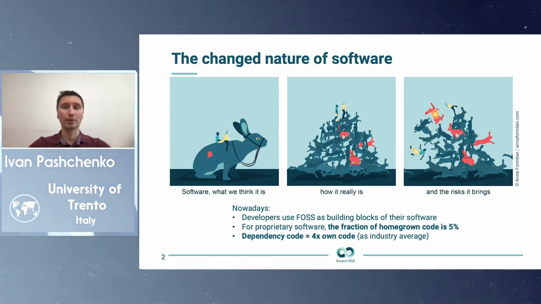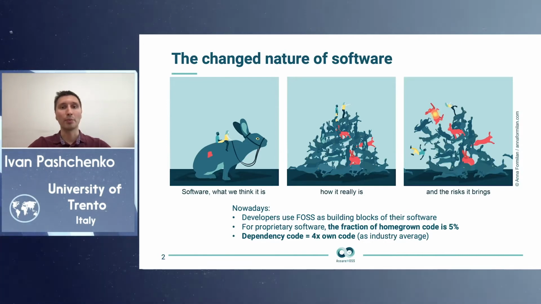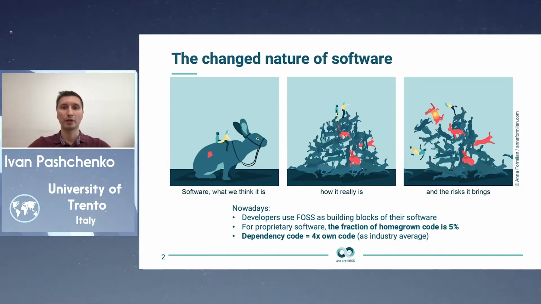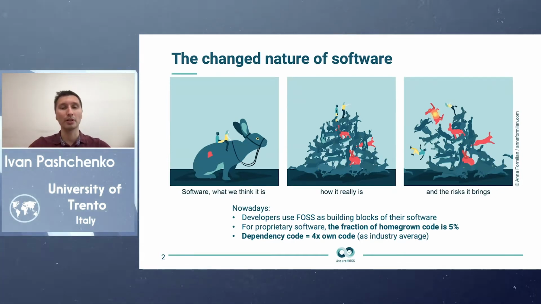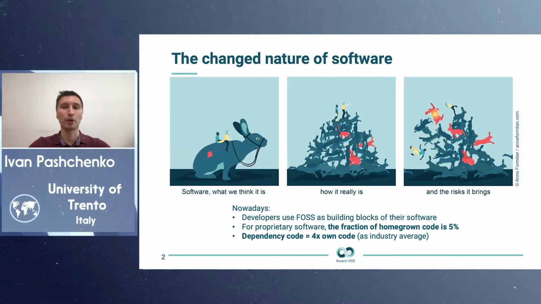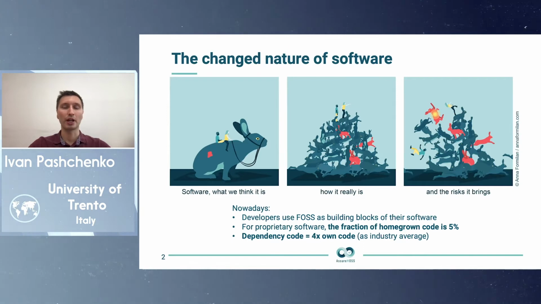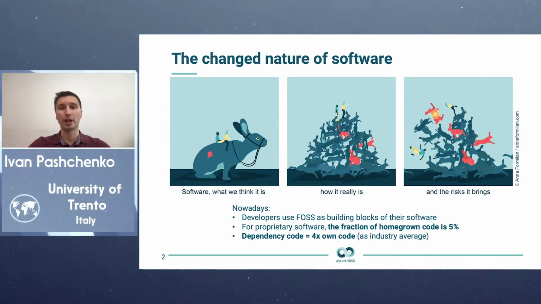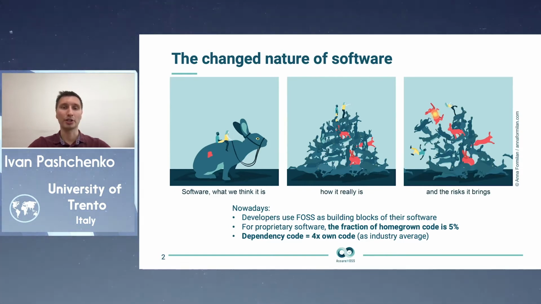Nowadays, software developers use free open source software libraries as building blocks of their software. In particular, developers reuse the already existing functionality from FOSS libraries by including them into their projects as software dependencies. In this way, developers can focus on the functionality that distinguishes their project and rely on third-party libraries for everything else. Such practice has led to dramatic changes.